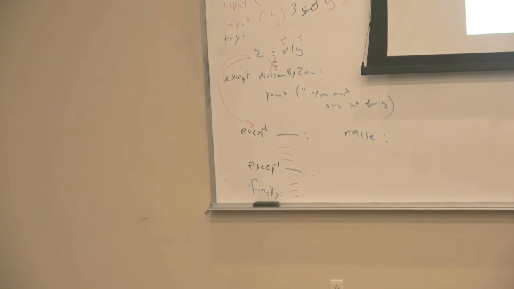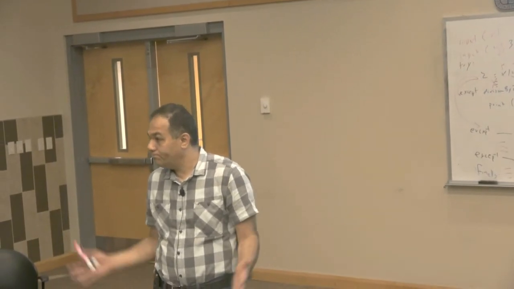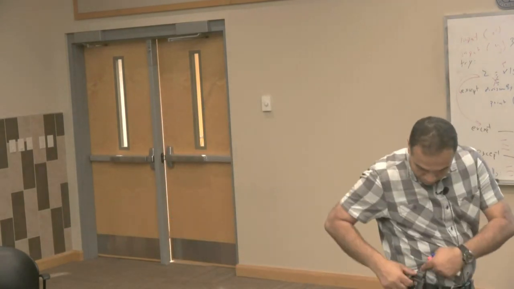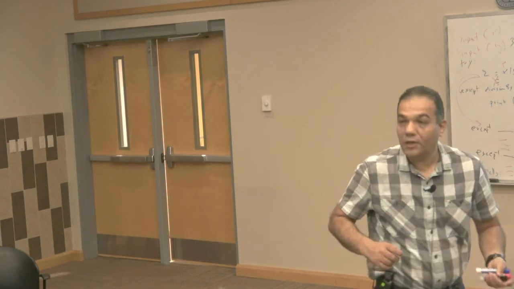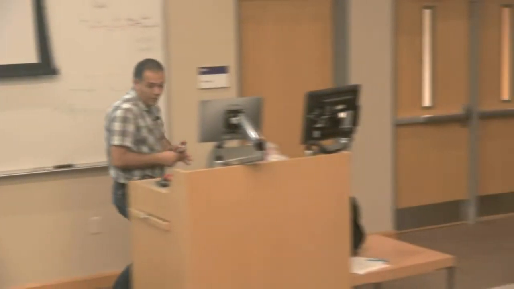All right. From now on, all your code has to be immune against runtime errors and logic errors. How do we do that? By using try except blocks. Clear? So you have to take care of that. Any questions?